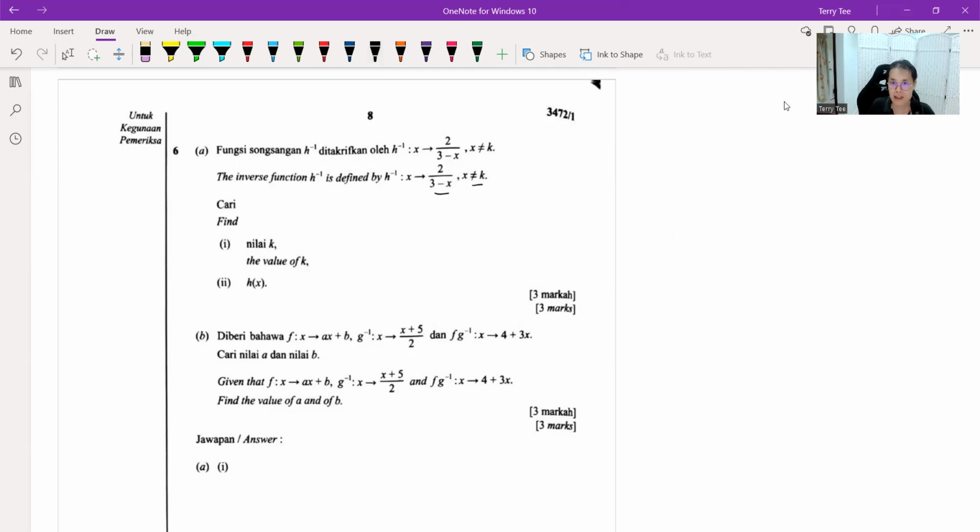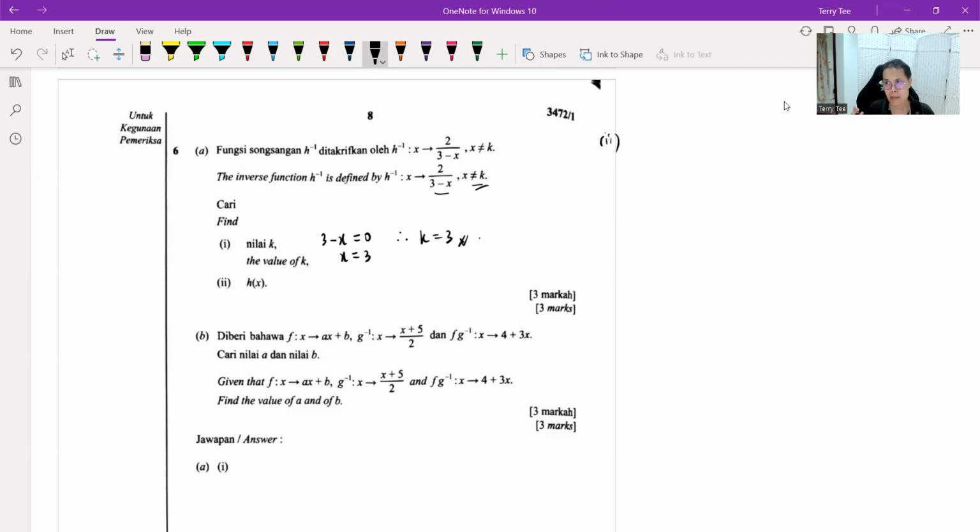So in this case, your denominator is 3 minus x. You let it be 0, your x is 3. Now you notice your x cannot be k, or in this case, your k is just 3. All right, for Roman 2, I'm going to do it here.